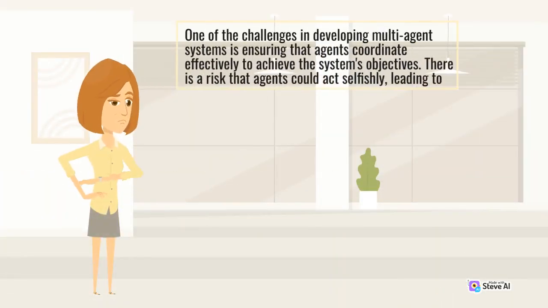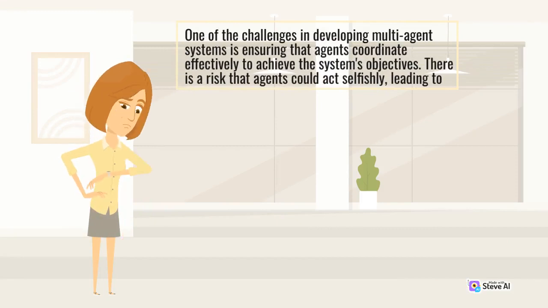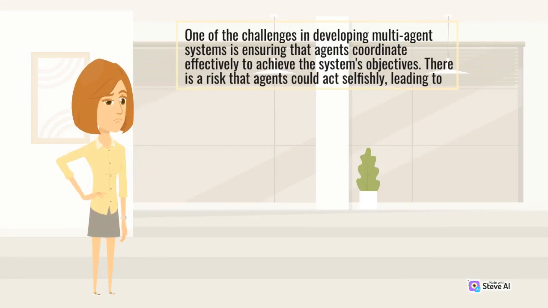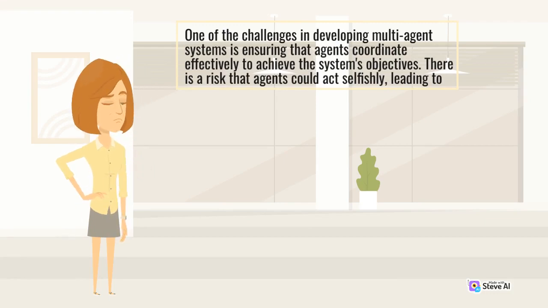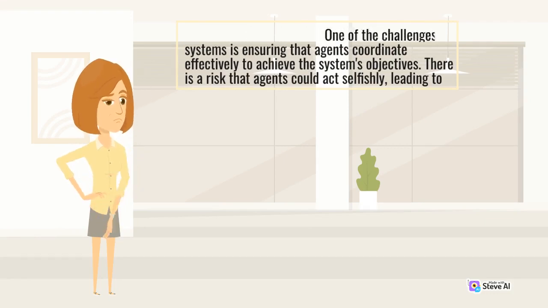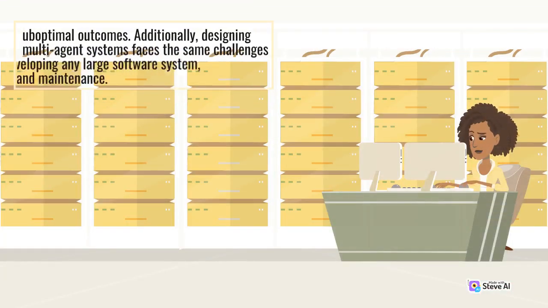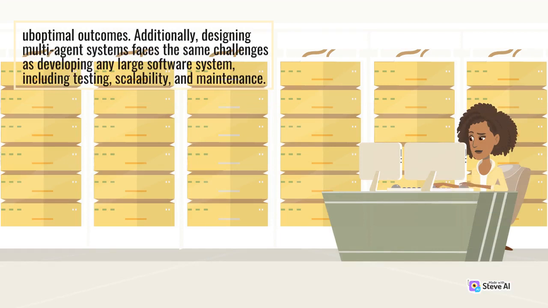One of the challenges in developing multi-agent systems is ensuring that agents coordinate effectively to achieve the system's objectives. There is a risk that agents could act selfishly, leading to suboptimal outcomes. Additionally, designing multi-agent systems faces the same challenges as developing any large software system, including testing, scalability, and maintenance.